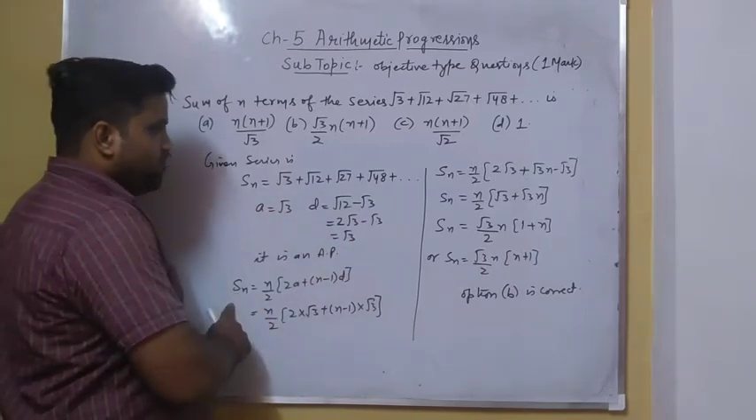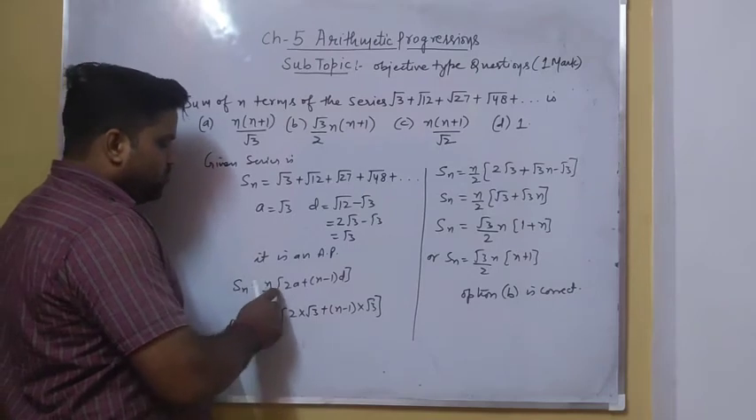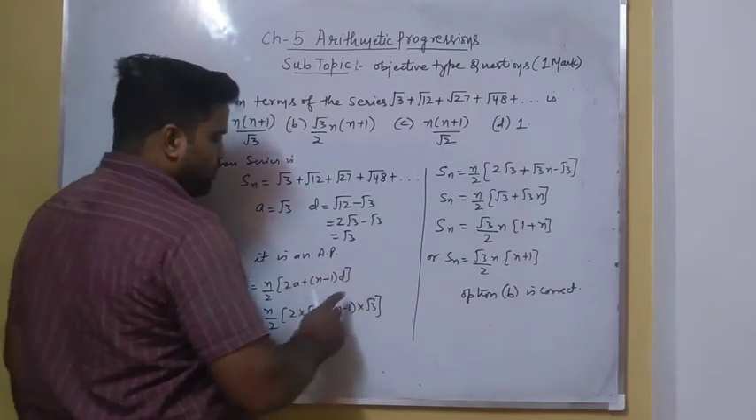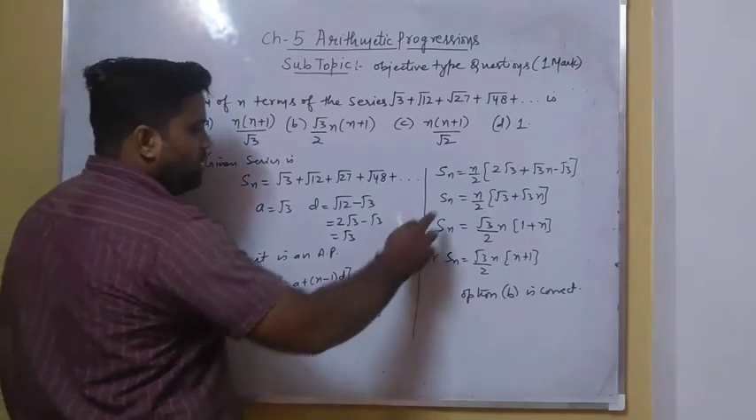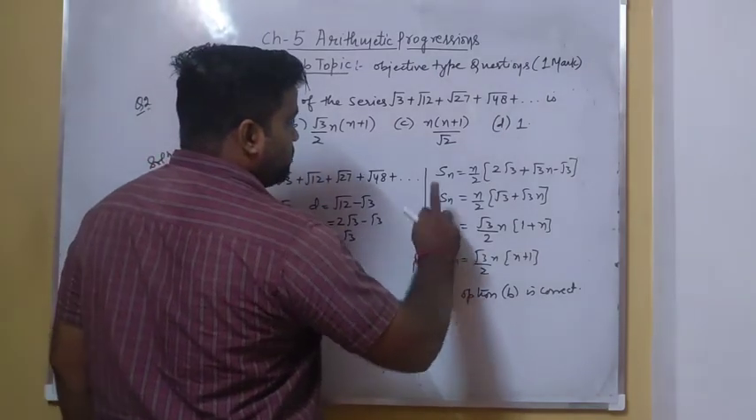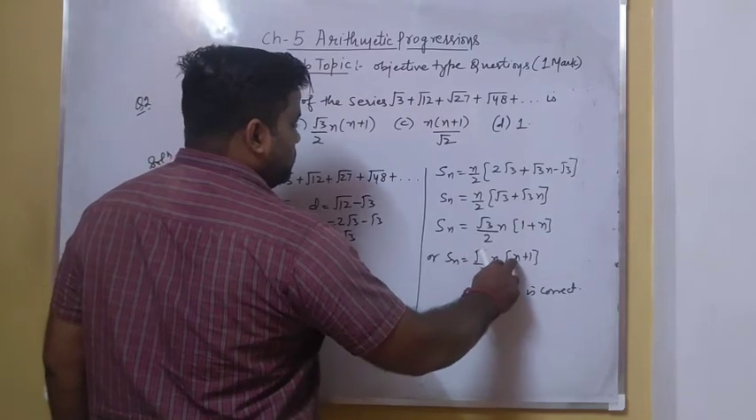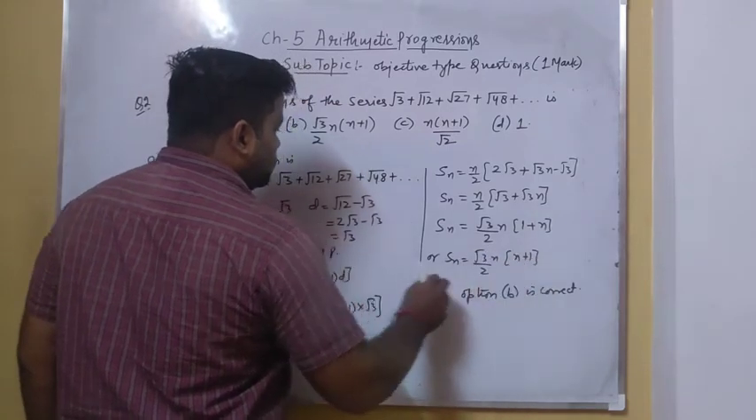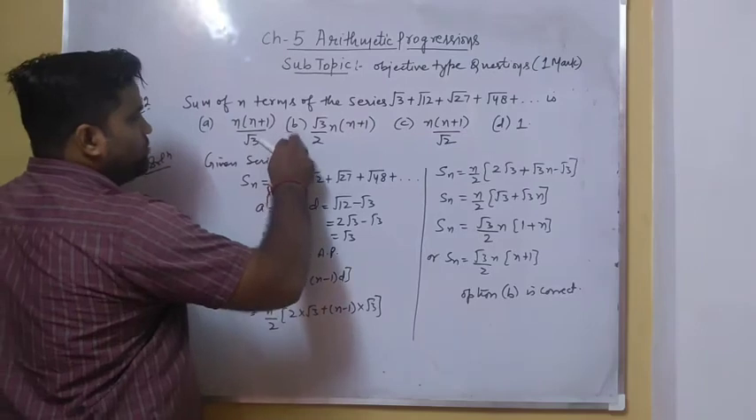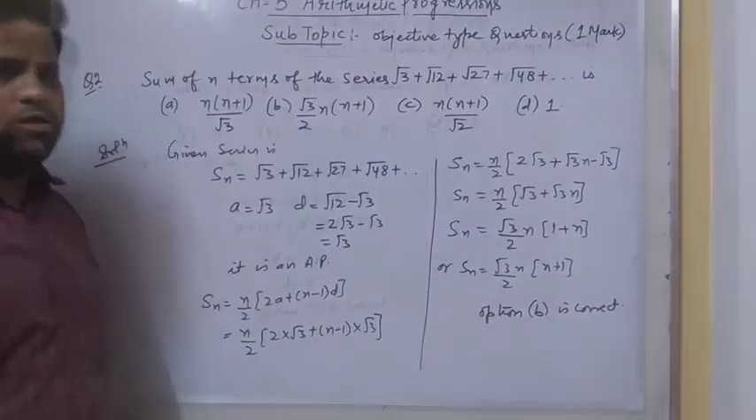We know that the formula for the sum of n terms of an AP is n by 2 bracket 2a plus n minus 1 into d. On putting all the values of a and d in that formula, we get the sum of n terms of the series as root 3 by 2 into bracket n plus 1 bracket. So here we can see that option B is correct, which is the required answer.